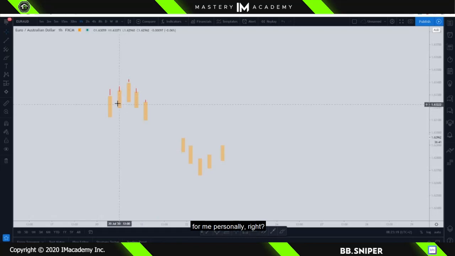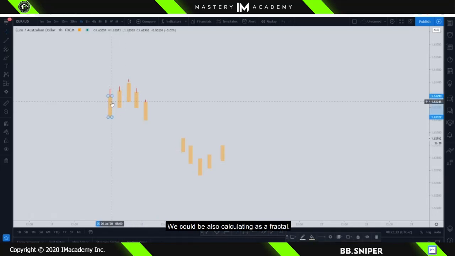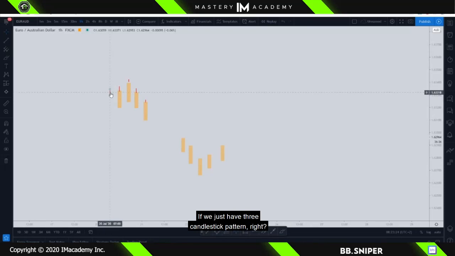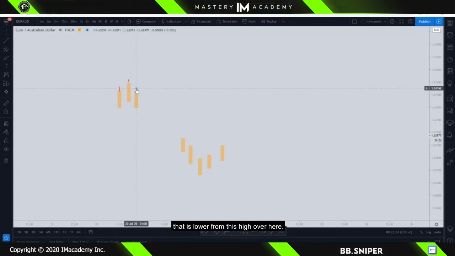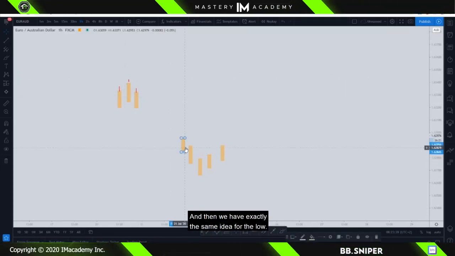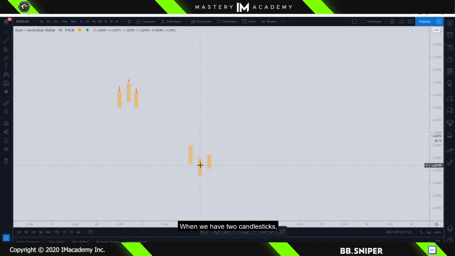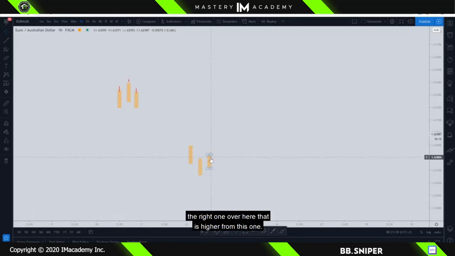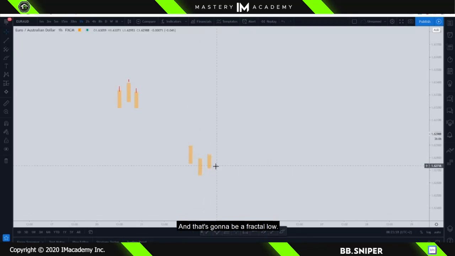Now, for me personally, we could also count a fractal if we just have a 3 candlestick pattern. Meaning we have 1 candlestick on the left that is lower, with a wick as well, and 1 candlestick on the right that is lower than this high over here, and that would be the fractal high. And then we have exactly the same idea for the low: one candlestick on the left that is higher than the lowest one, and the one on the right over here that is higher than this one, and that's going to be a fractal low.